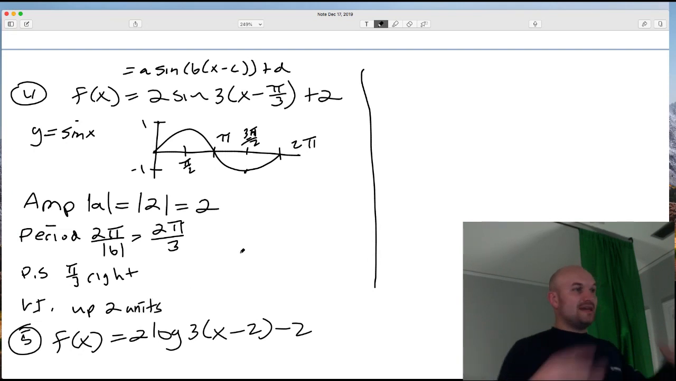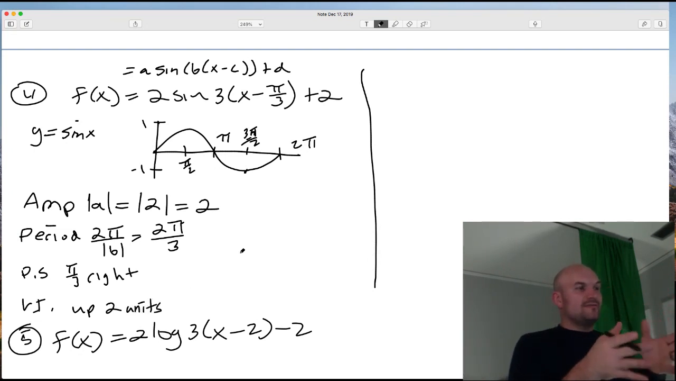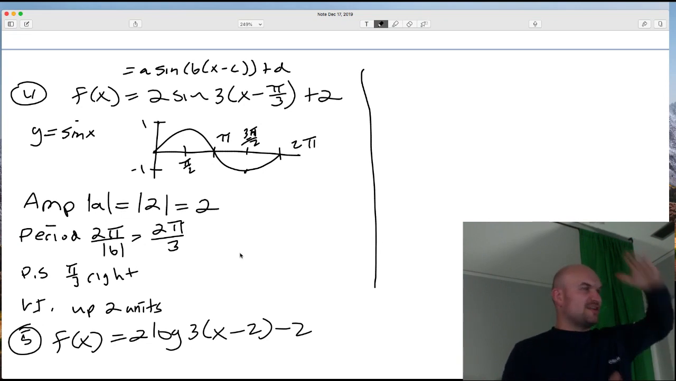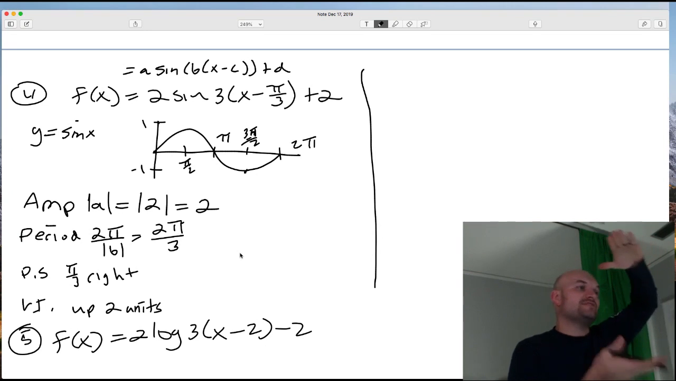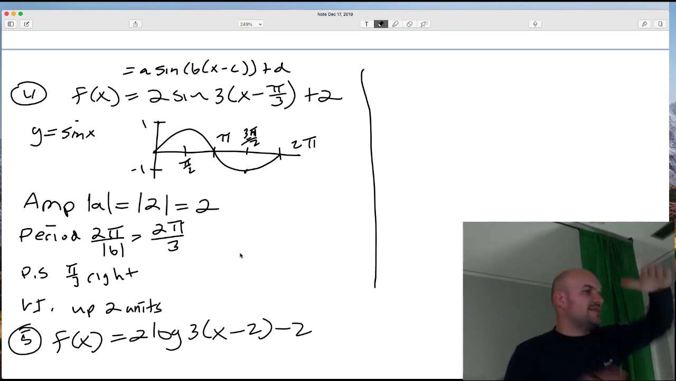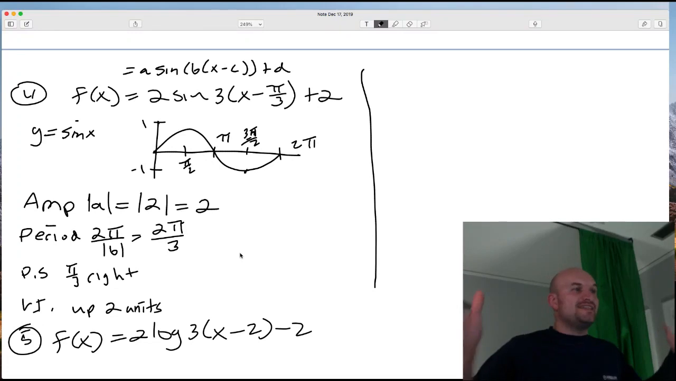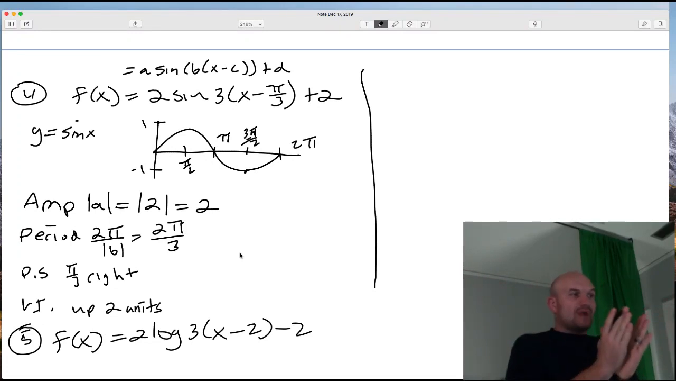Basically, if I was going to take this graph, the amplitude is kind of the same thing as a vertical stretch. Instead of going from -1 to 1, it's going to go from +2 to -2. The period, instead of being 2 pi, is going to be 2 pi divided by 3, so you can see that it's being compressed. The graph is being shifted pi over 3 to the right, so for you guys, I guess it would be over that way. And then the whole graph is also being shifted up 2 units.